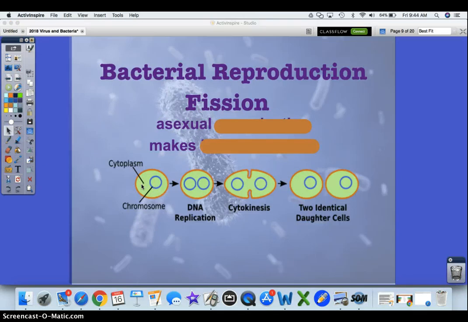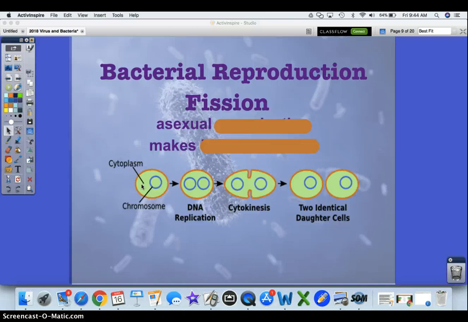Bacteria reproduce. Bacteria is single-celled. What do we learn about cell reproduction? What happens when cells reproduce? They split and they make what? They make daughter cells that are what? Identical. Now, bacteria is a living thing, so it's doing the same thing, except it's going through a reproduction where you have one cell going to two.